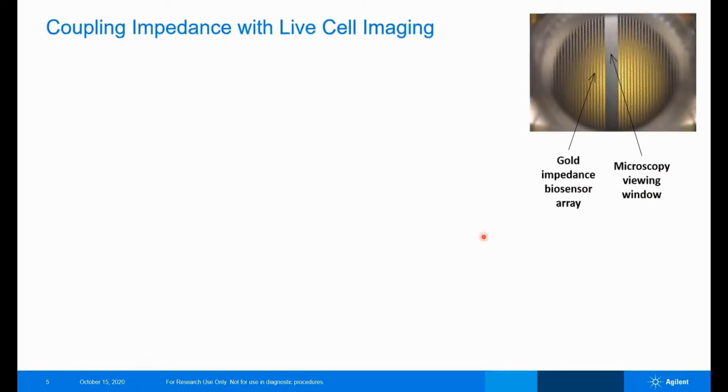Now, the cartoon I just showed you is very much a simplification. The biosensors are actually designed in an interdigitated array, like this photo is showing. You can see that the biosensors take up about 75% of the well bottom, and there's a central region of the well which is available for microscopy.